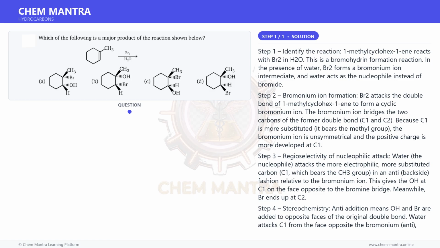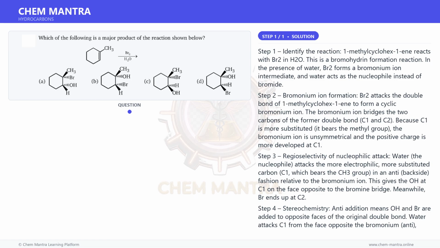Step 4. Stereochemistry. Anti-addition means OH and Br are added to opposite faces of the original double bond. Water attacks C1 from the face opposite the bromonium, anti, placing OH on one face at C1. Bromine is then delivered to C2 from the bromonium on the opposite face. This gives a trans relationship between the OH at C1 and Br at C2, i.e., they are on opposite faces.